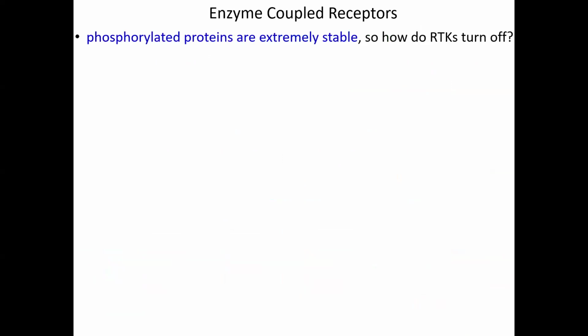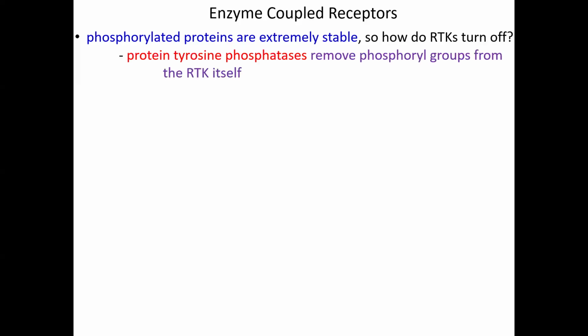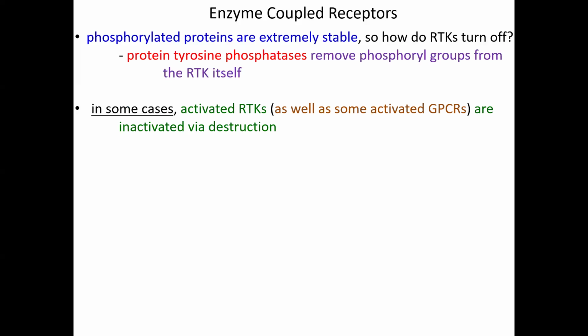So phosphorylated proteins are extremely stable. How do we turn receptor tyrosine kinases off? Again, how do we avoid falling into the cable guy is coming tomorrow trap? How do we make sure that we deactivate this system so that we don't give an inappropriate message that's no longer valid? Well, there are protein tyrosine phosphatases. Remember what phosphatases do? They remove phosphate groups, and these protein tyrosine phosphatases specifically recognize phosphorylated RTKs and remove the phosphate groups from them.